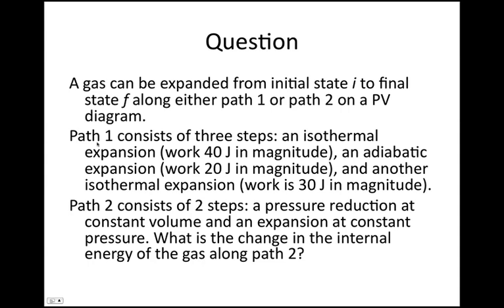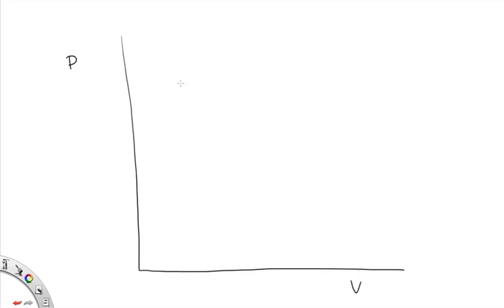Okay, now it doesn't matter if we use path 1 or path 2, as they have the same initial and final states, and so the change in internal energy will be the same between them. To answer this question, let's draw a nice big PV diagram. Here's P, here's V, here's initial state I, and here's our final state F. Path 1 consists of an isothermal expansion, an adiabatic expansion, and then another isothermal expansion. Okay, probably not the best drawing.